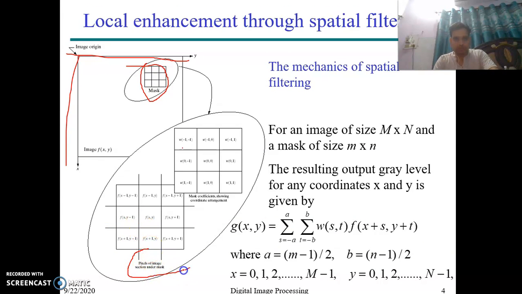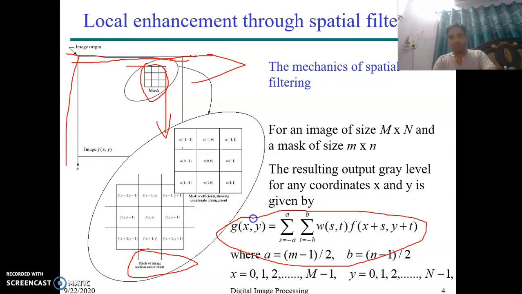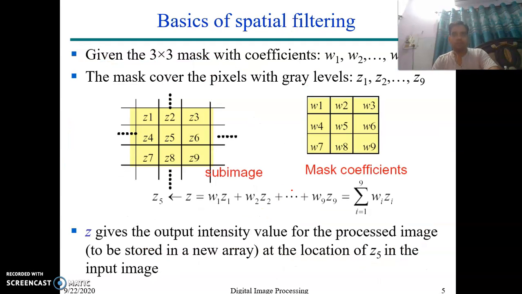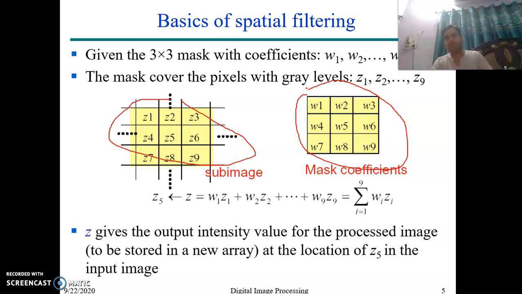Pixels of the image section and mask. So this is actually the mask, and this mask is being convolved from left to right and up to down. So this will be the formula we'll be using. I will show how this formula will work on the image in the coming slides. So if we consider this as a sub image, and this is the mask components, the mask coefficients. The values of the mask coefficients are W1, W2, W3, W4 up to W9.